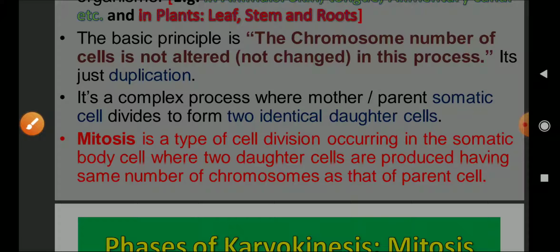So mitosis is the type of cell division occurring in somatic body cells where 2 daughter cells are produced having the same number of chromosomes as that of the parent cell. So we have mixed all the 1 mark questions here.